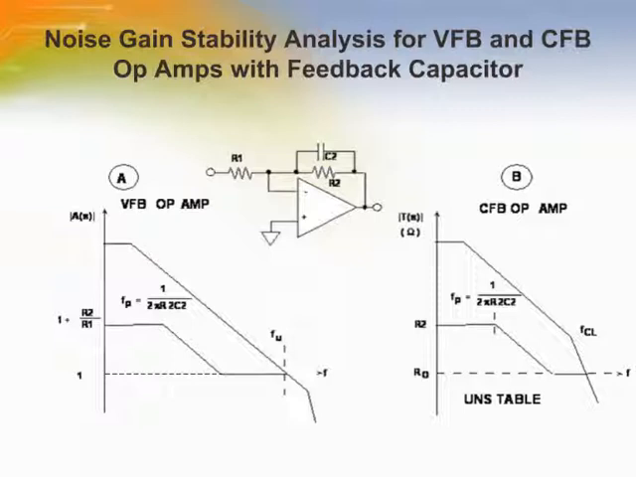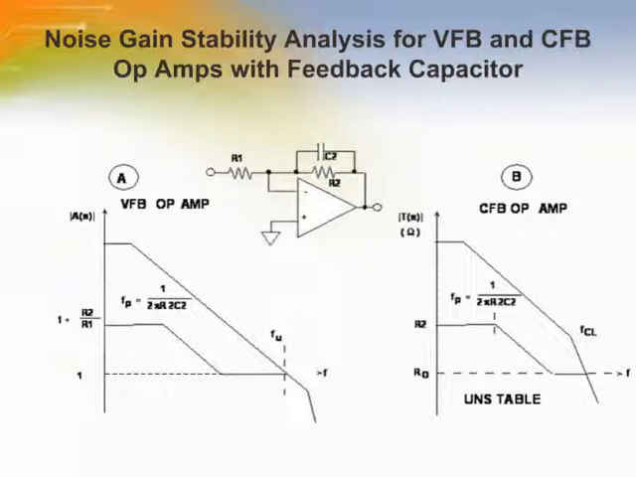For unconditional stability, the noise gain plot must intersect the open loop response with a net negative slope of less than 12 dB per octave. In this case, the net slope where they intersect is 6 dB per octave, indicating a stable condition. Notice that figure A shows the second pole in the frequency response occurring at a considerably higher frequency than F sub U.